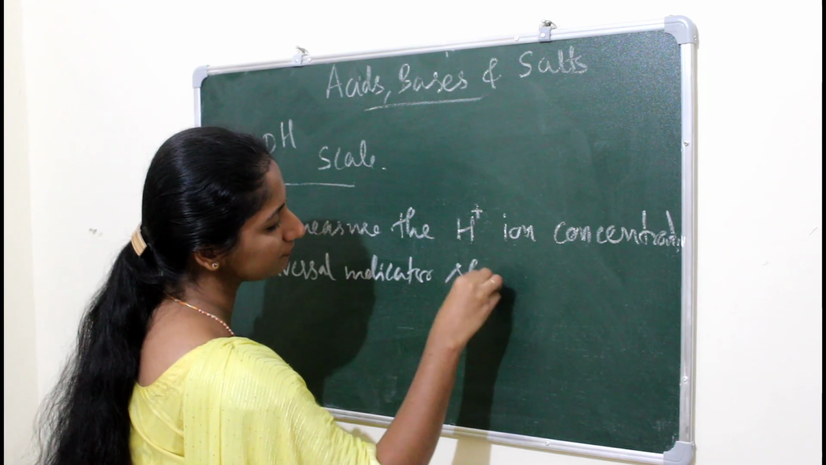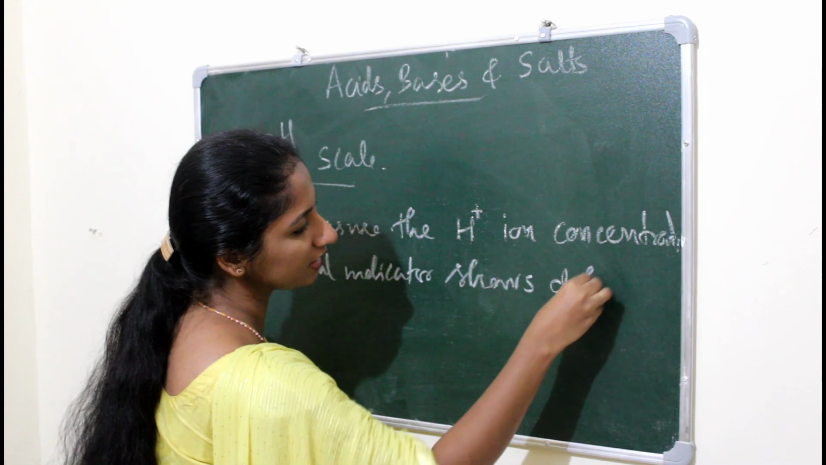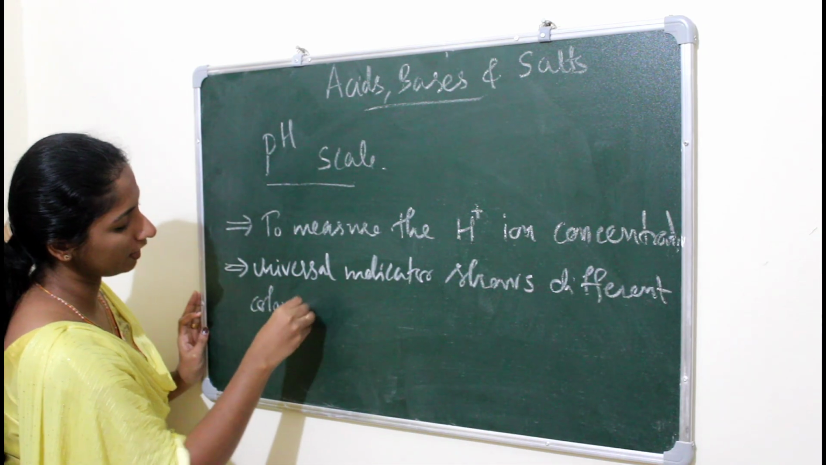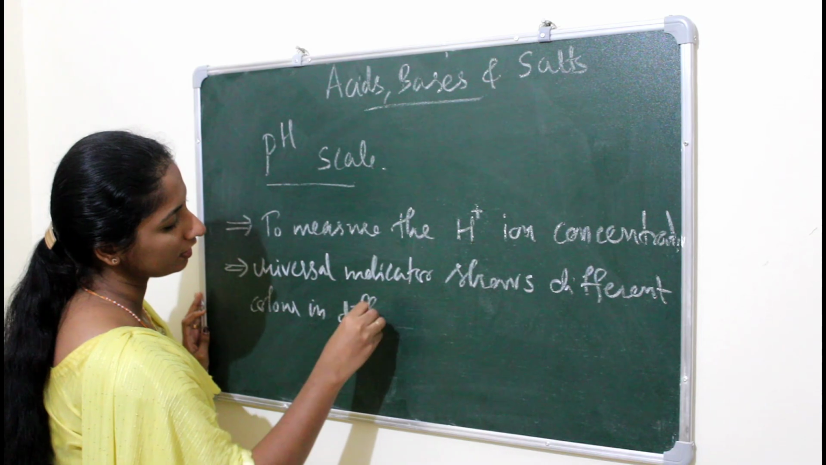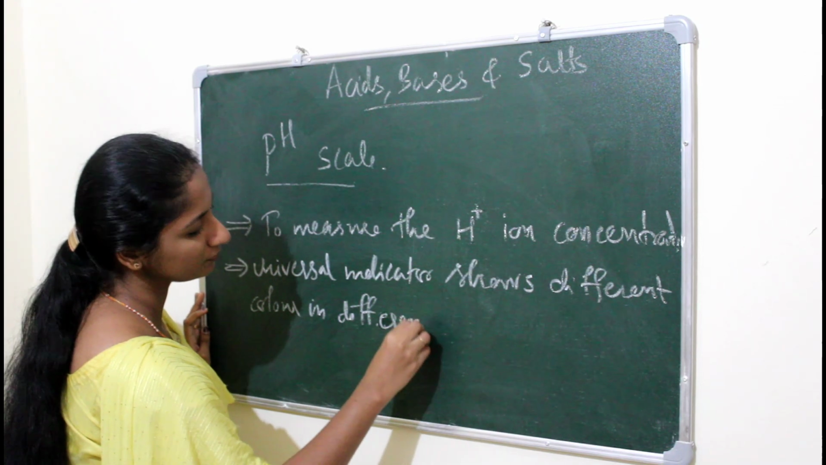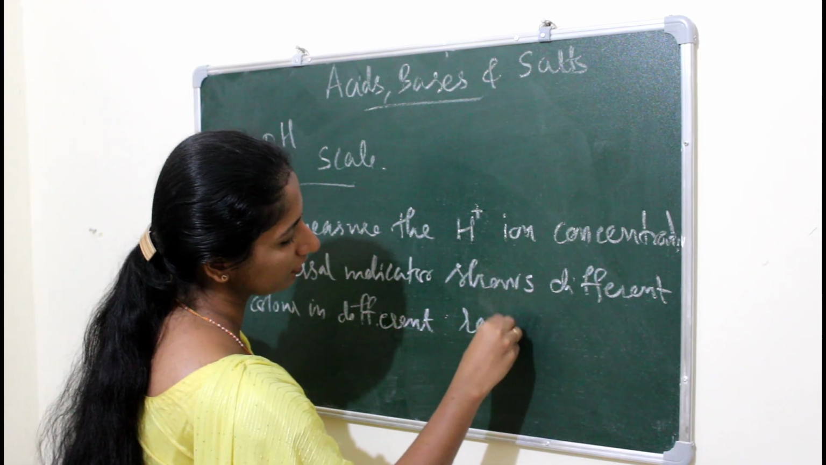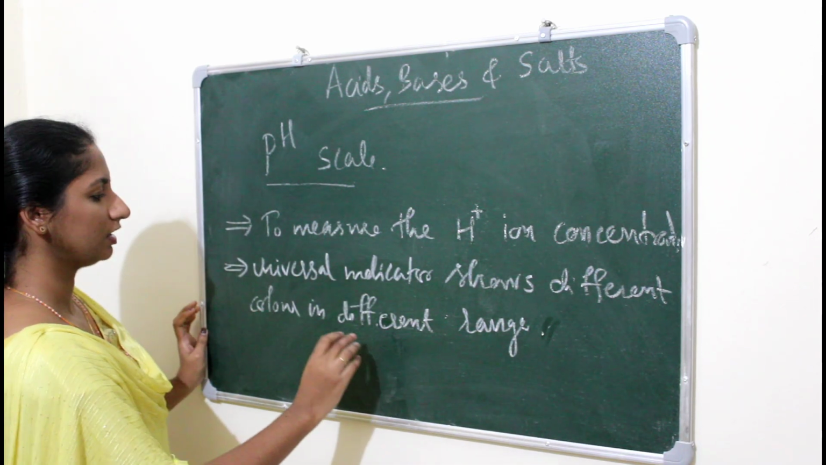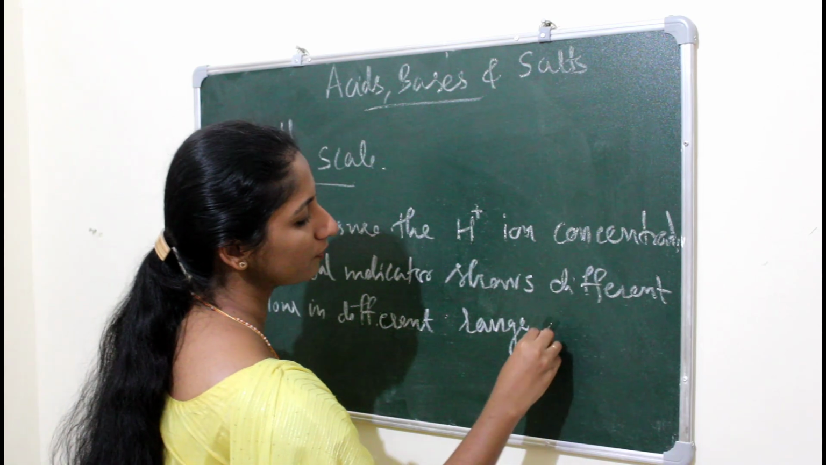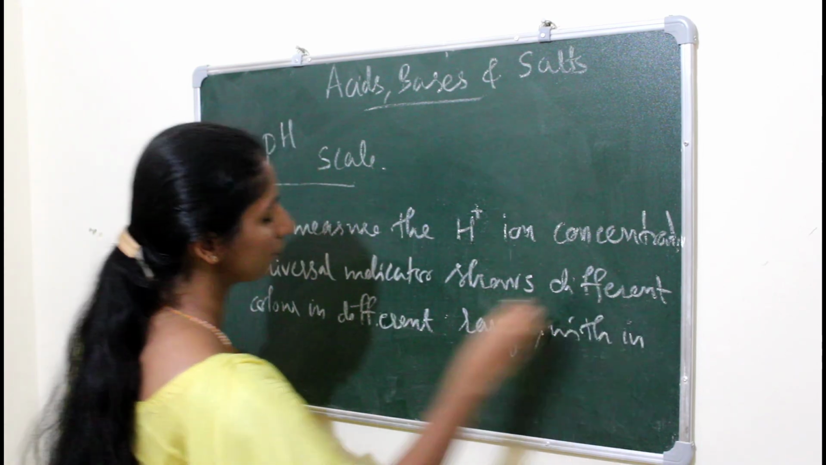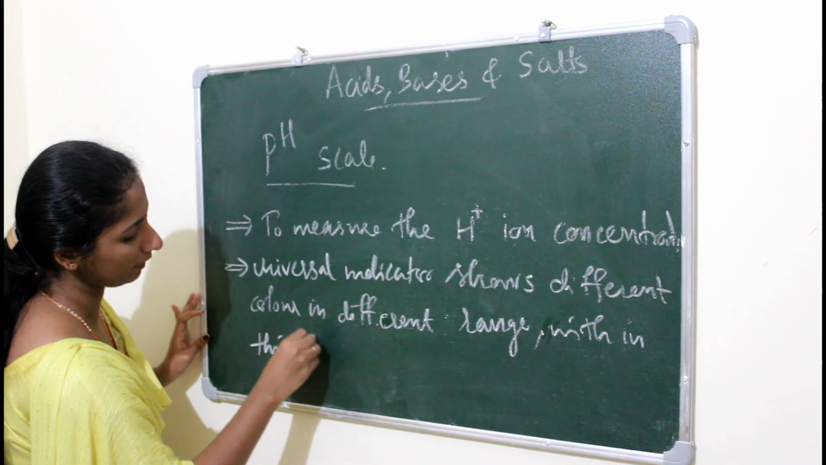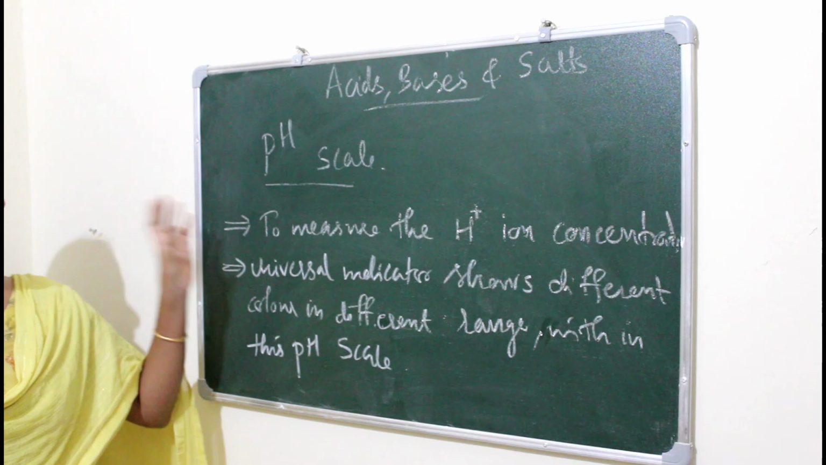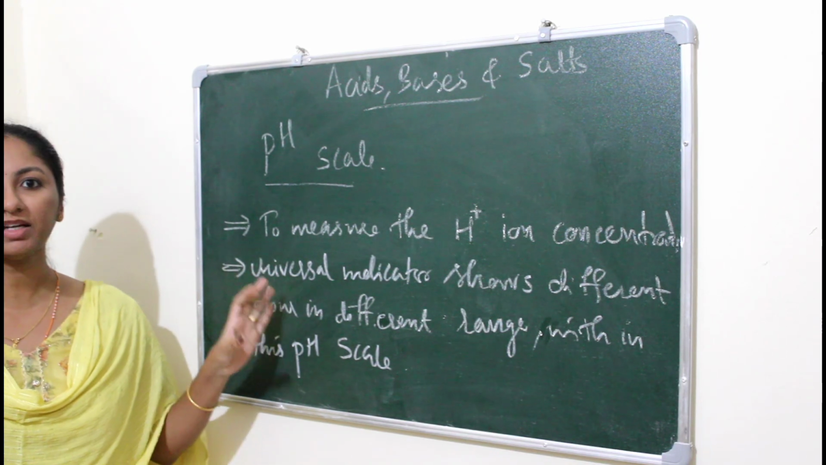This universal indicator shows different color in different range within this pH scale. So this pH scale is the tool to measure the hydrogen ion concentration.